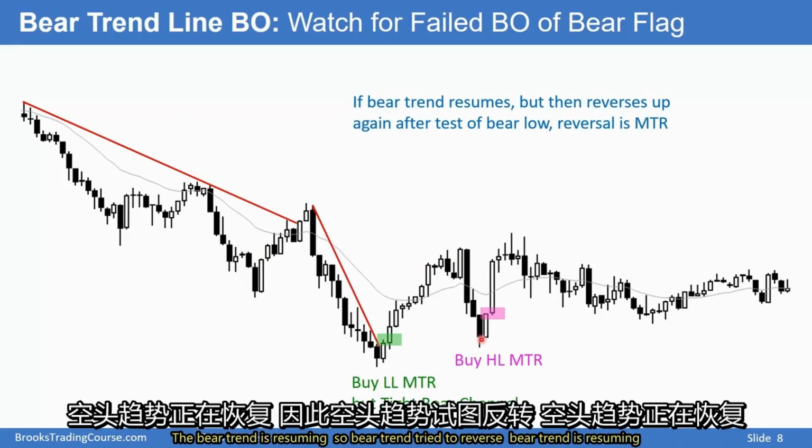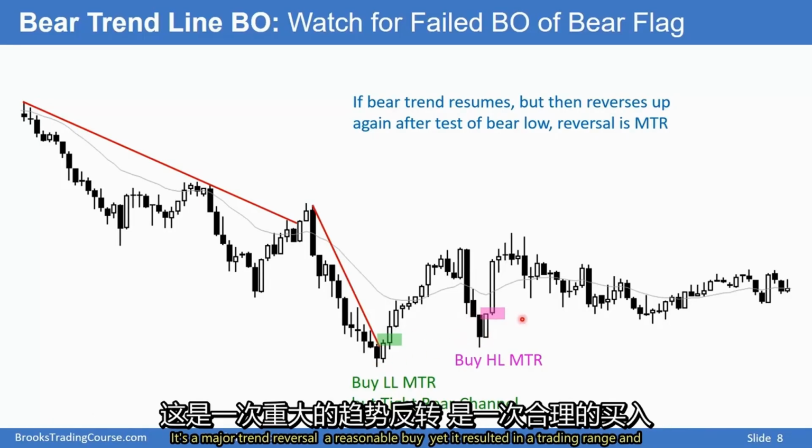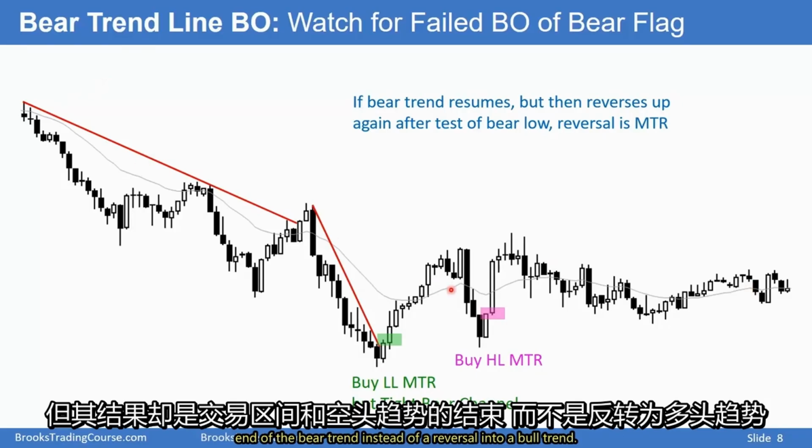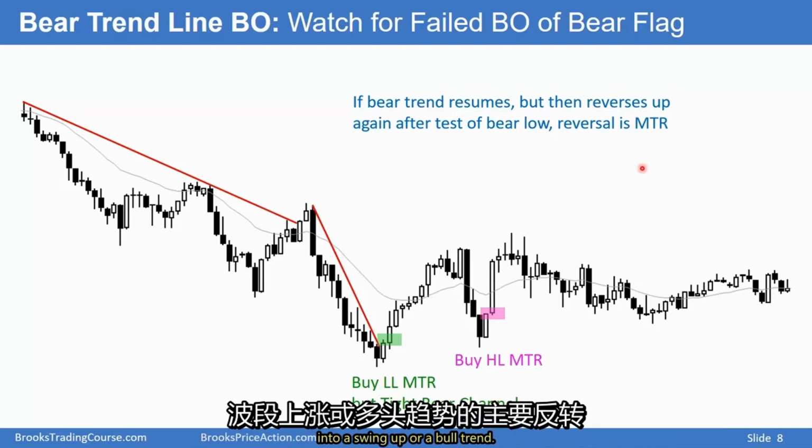The bear trend is resuming. So the bear trend tried to reverse, but it is resuming, and then it reverses up again on the test of the original entry price and a test of this low. It's a major trend reversal, a reasonable buy. Yet it resulted in a trading range and the end of the bear trend instead of a reversal into a bull trend. Remember, only 40% of the time will a major trend reversal actually lead to a major reversal into a swing up or a bull trend.